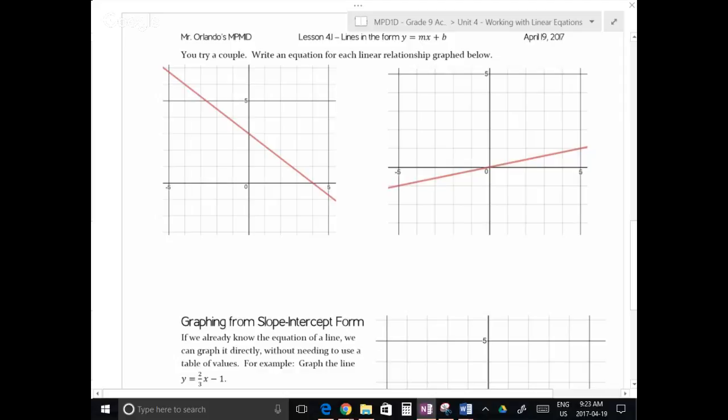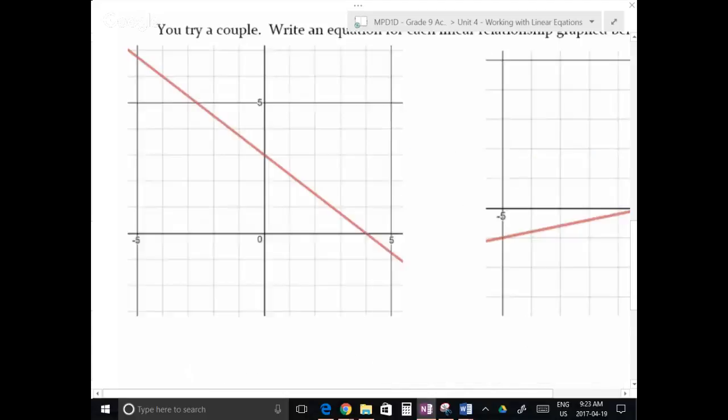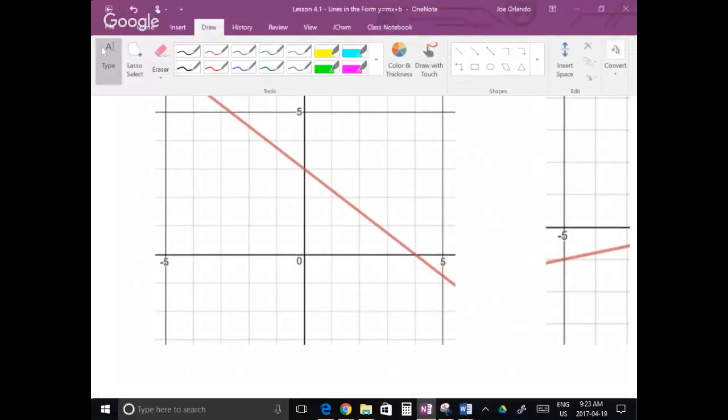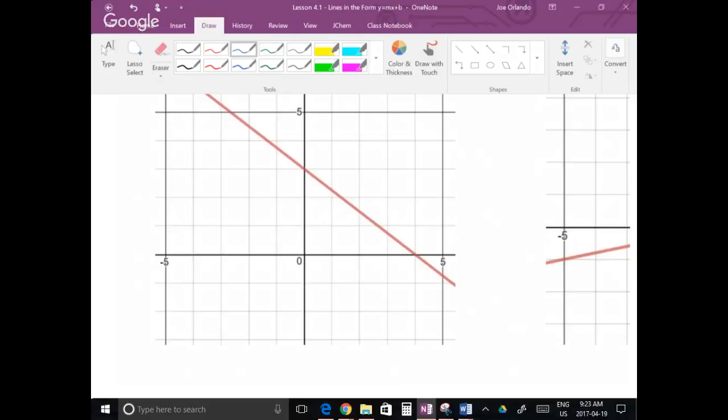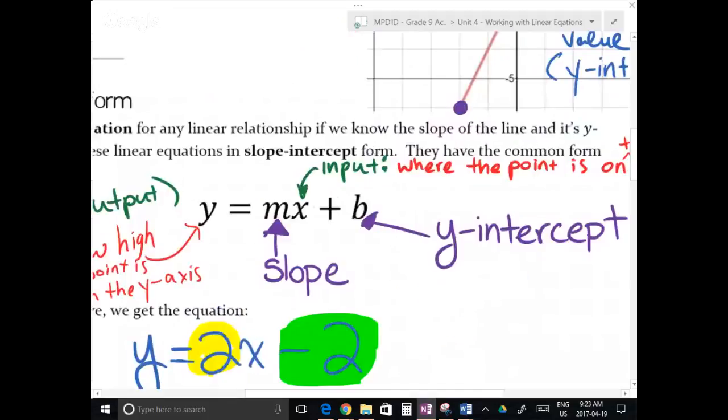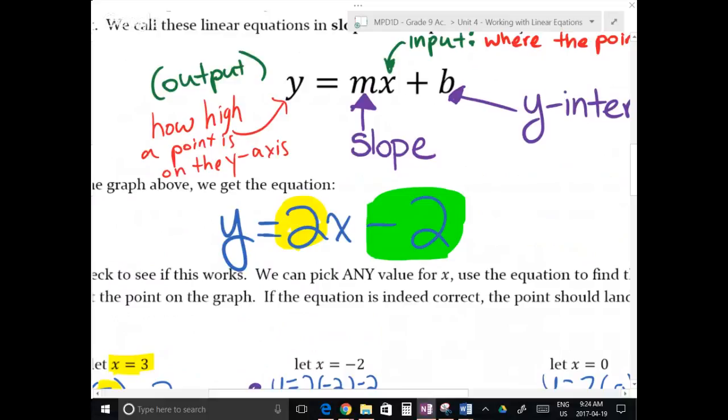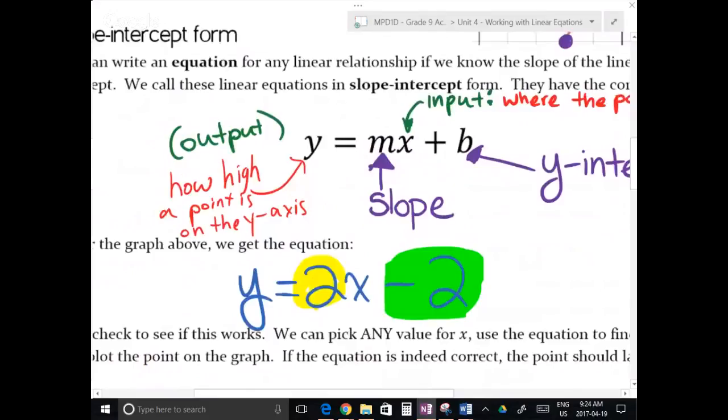Okay, to come up with the equation of a line, there's only two things we need to know. It's the purple things here. Every line can be defined by its slope and its y-intercept. If you know the slope and you know the y-intercept, you know everything you need to know about a line to make it. So, to make our equation, the y stays a y.